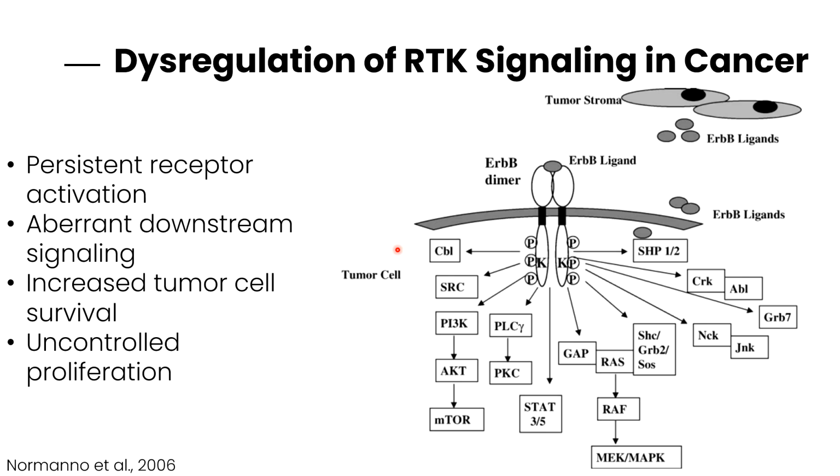If we can block the abnormal receptor, we do not just interrupt one pathway. We reduce signaling through many pathways that the tumor depends on for growth and survival. This now brings us to our next question. Are these receptors equally important in every type of cancer?